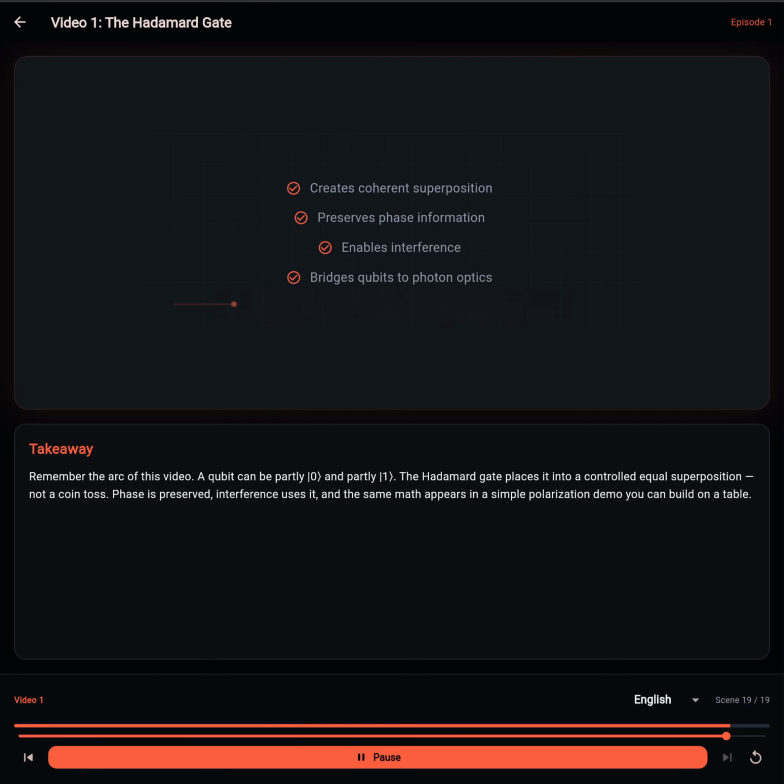Remember the arc of this video. A qubit can be partly 0 and partly 1. The Hadamard gate places it into a controlled equal superposition, not a coin toss. Phase is preserved, interference uses it, and the same math appears in a simple polarization demo you can build on a table.